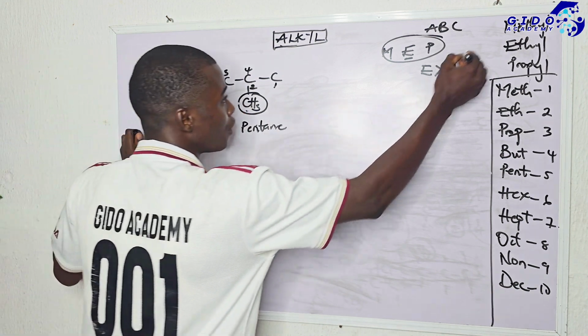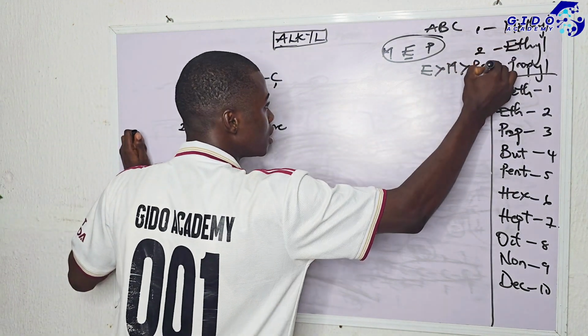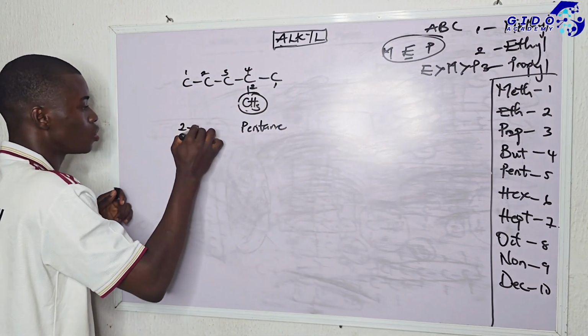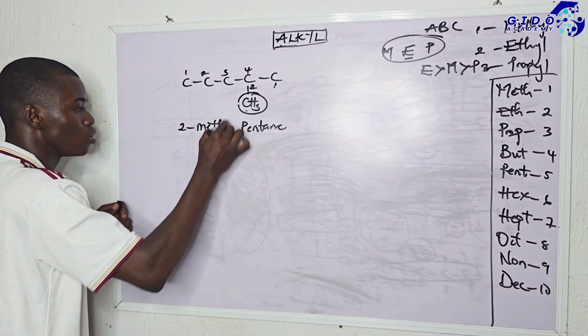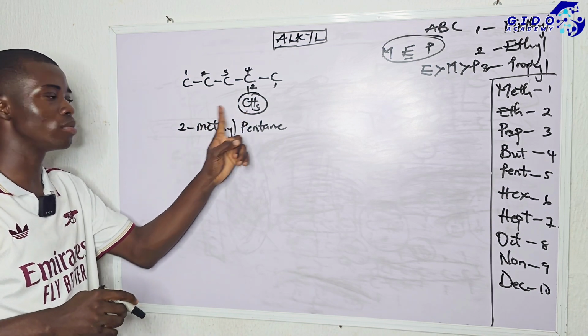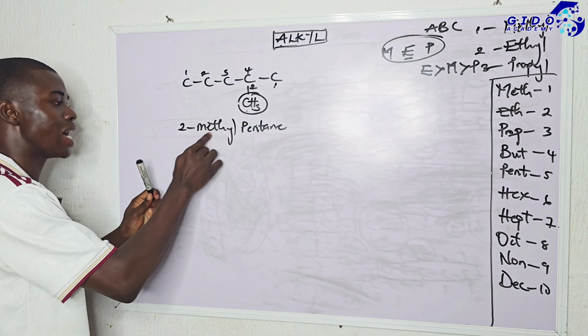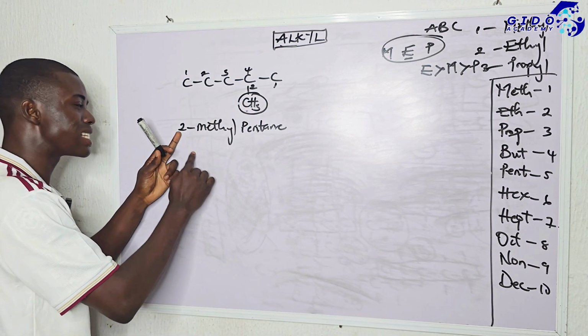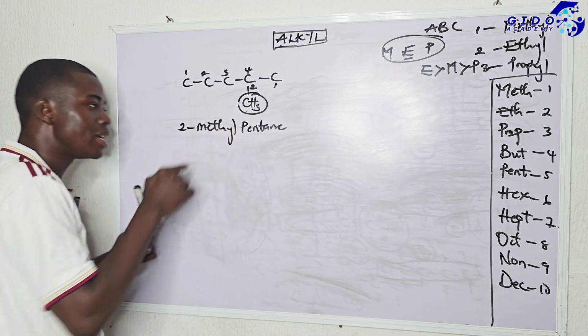So the name will be 2. How many carbon atoms do you have here? Here is 1, here is 2, here is 3. In the branching is 1. So 1 is what? Is methyl. So the answer is 2-methylpentane. This 2 is not talking about the number of carbon atoms. This 2 is talking about a methyl group that is directly attached to the second carbon in pentane.